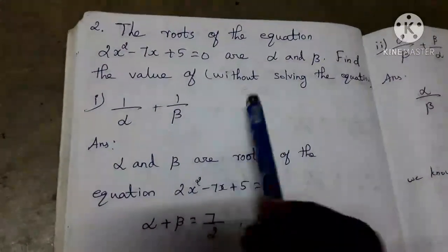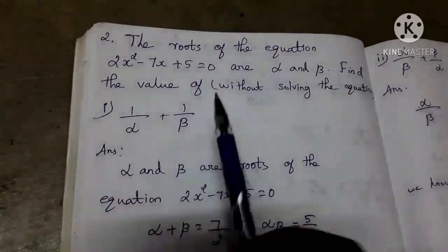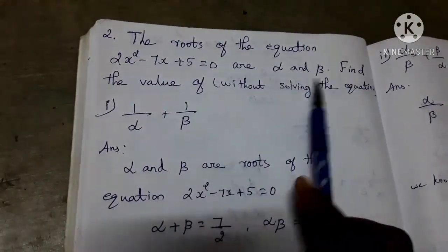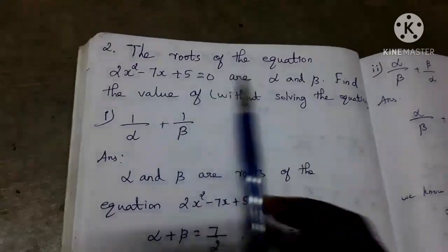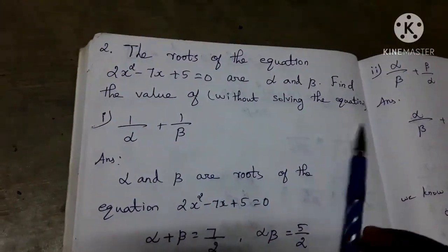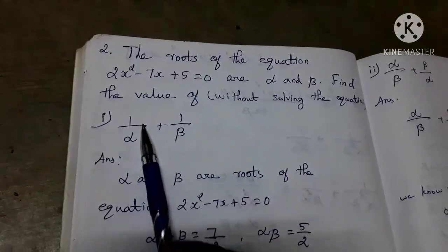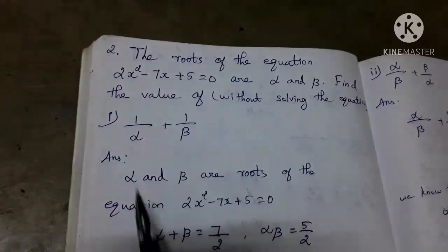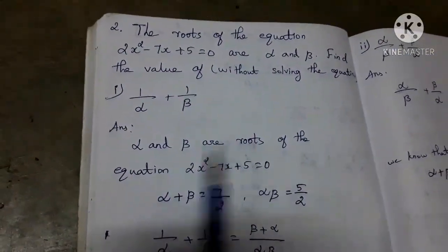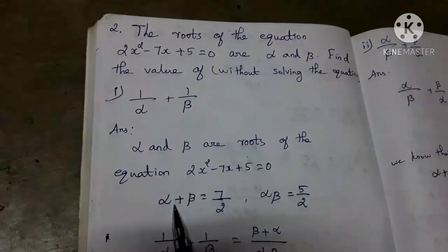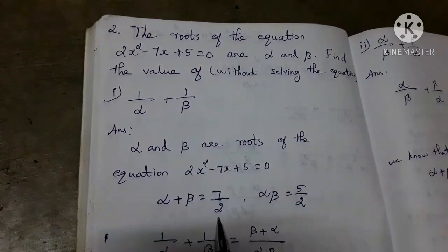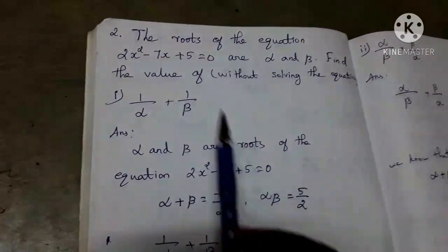Next, question number 2. The roots of the equation 2x square minus 7x plus 5 is equal to 0 are alpha and beta. Without solving the equation, we have to find the value of 1 by alpha plus 1 by beta. If alpha and beta are the roots, what is the sum of the roots? Alpha plus beta is minus b by a, so minus of minus 7 by 2, which is plus 7 by 2. Alpha beta is c by a, 5 by 2.